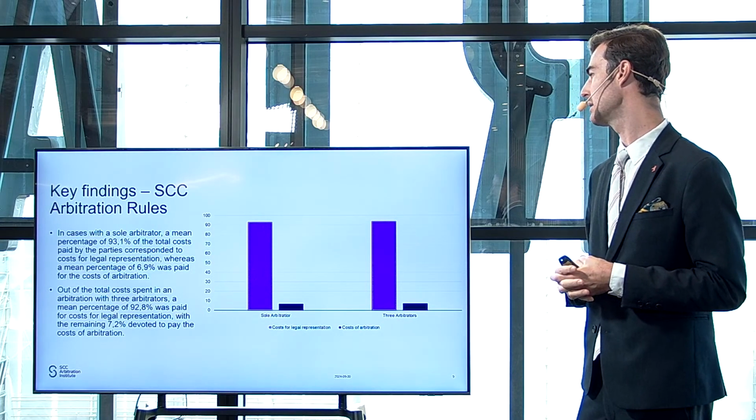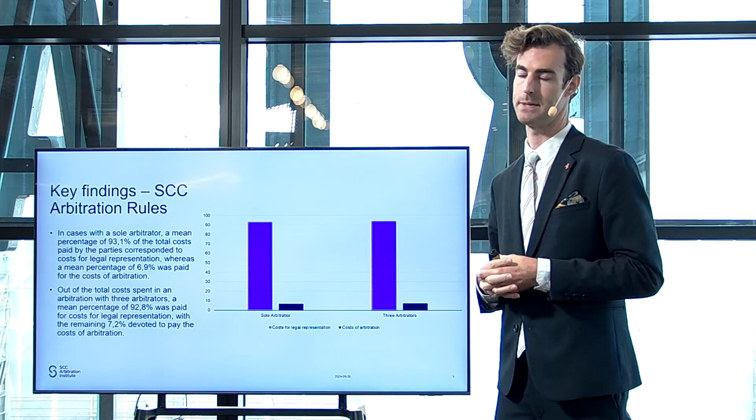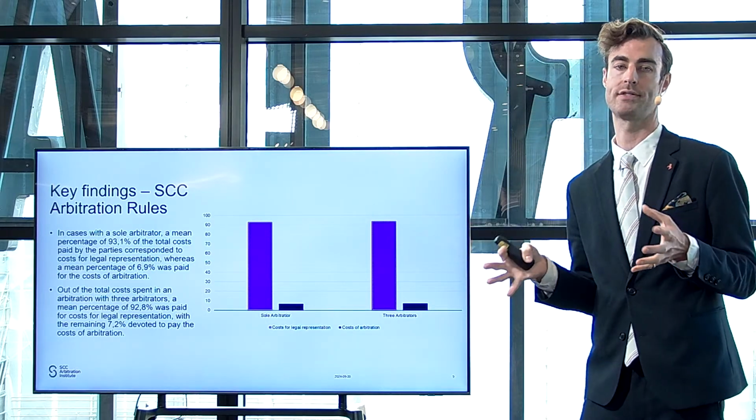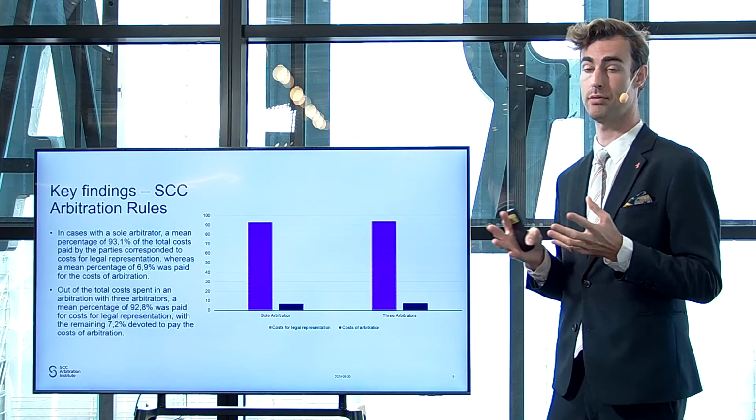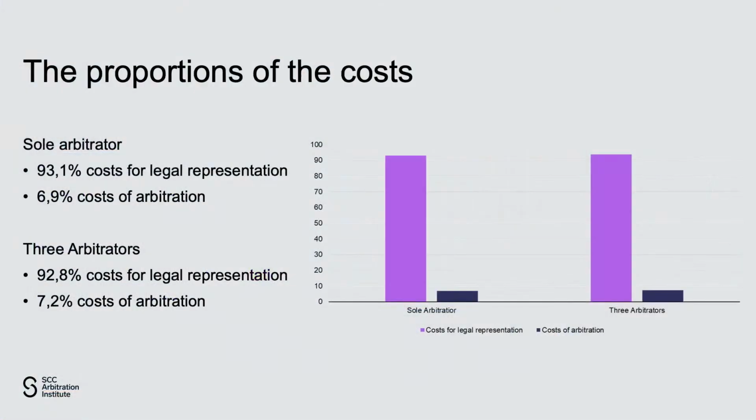And this was with the sole arbitrator. And then if we're looking at the total costs with an arbitral tribunal comprised of 3 arbitrators, there a mean percentage of 92.8% was paid for the costs of legal representation, and the remaining 7.2% devoted to pay the costs of the arbitration.